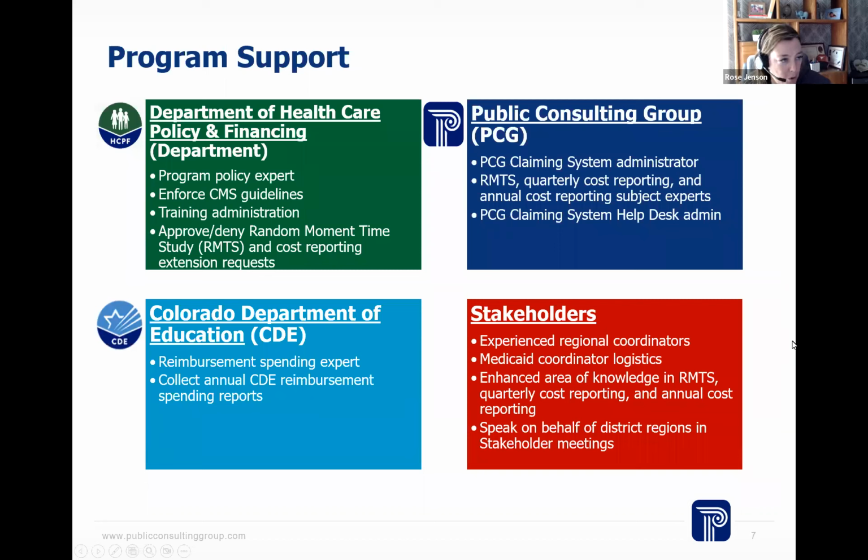So the support to the program is quite extensive, really. I mean, we have a great support system in the state of Colorado, starting there with the department, as I just explained on the previous page. So again, they're the policy experts. They enforce those CMS guidelines. They organize all these wonderful trainings we put together and are able to get together for. And then, of course, they have oversight really over the entire program. We listed approval, denial, random moment time studying, cost reporting, extension requests, things like that. But really, they have oversight of the entire program.